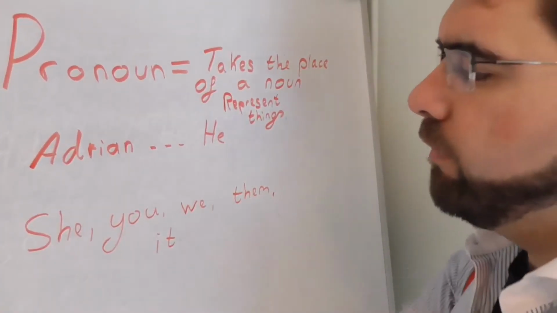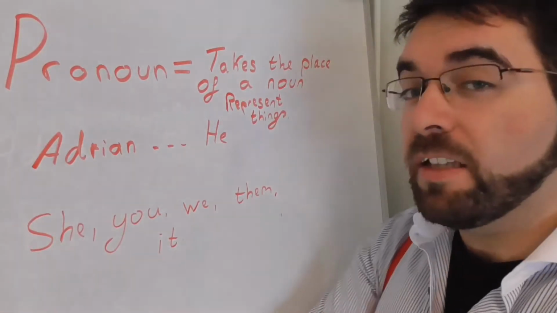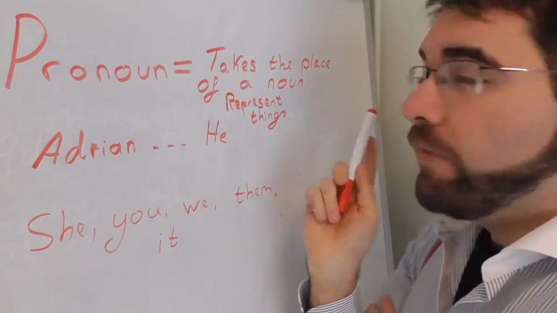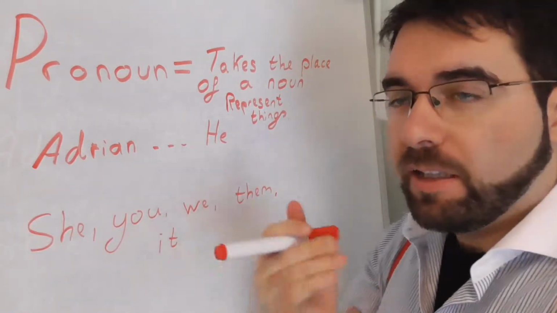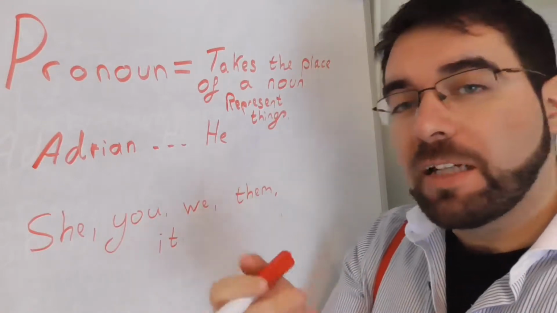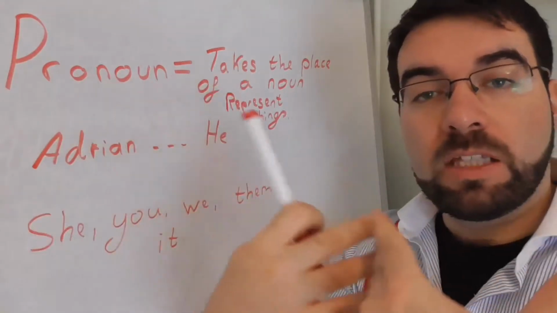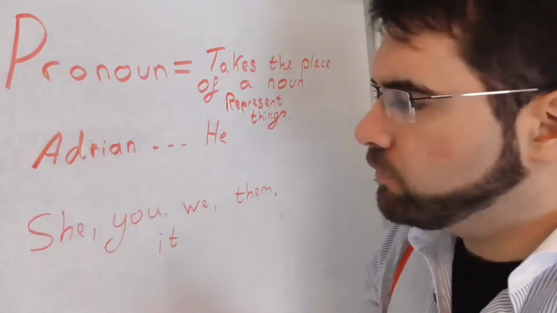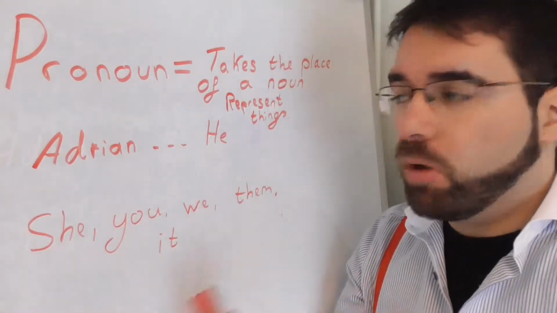So, pronouns. These things are very interesting, because as you can see, it is quite straightforward. Pronouns take the place of a noun. Like the title, they represent the noun, they represent things. For example, rather than using Adrian, we could use he. He is talking to you. He is over there. We have other ones that represent different kinds of people.